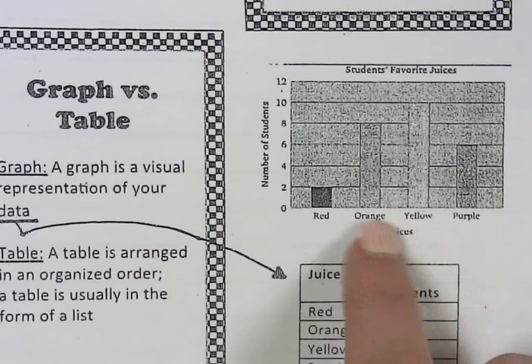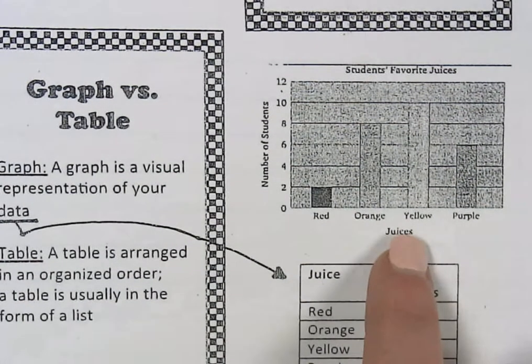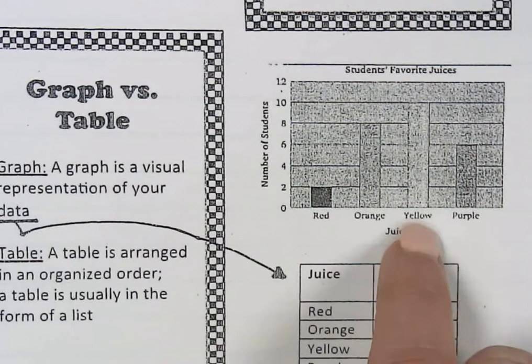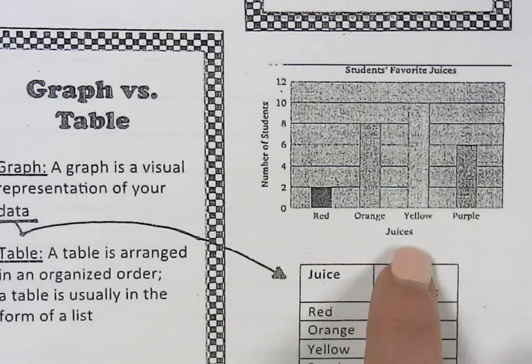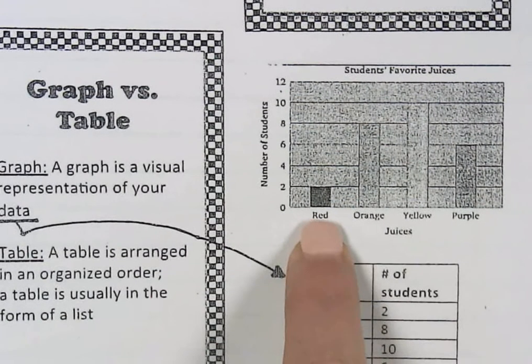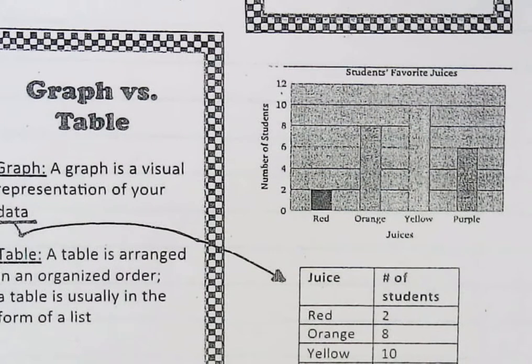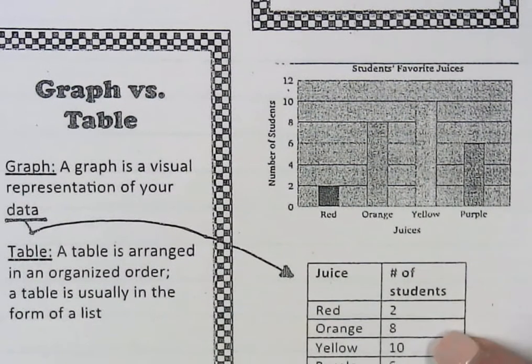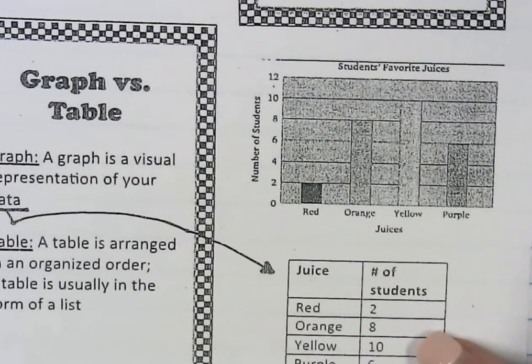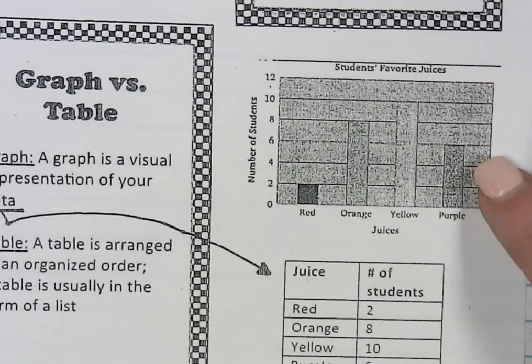This one, you can really tell fast. Yellow had the most number of students. Red had the least. I knew that quick. Again, this table shows the exact same thing, except the bar graph just makes it easier to see. So let's look at the other note page.